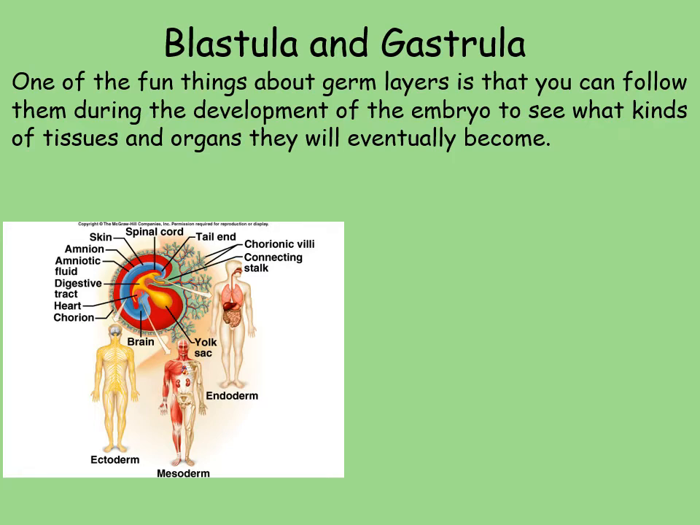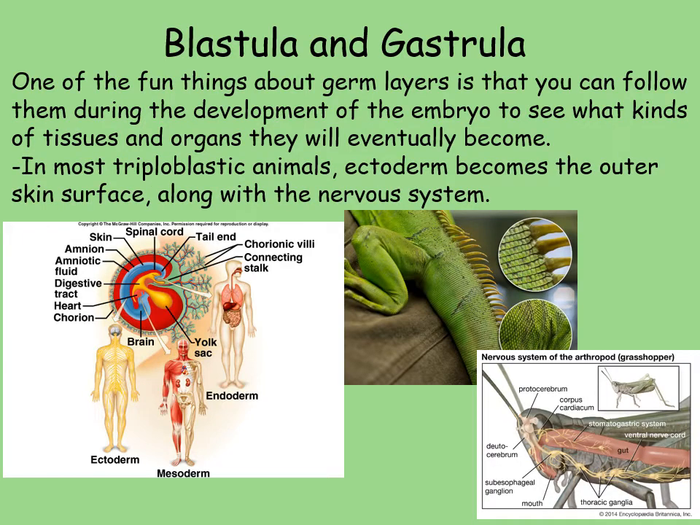So one of the fun things to do about these germ layers is you can follow these layers during development and you can figure out what types of tissues and organs will develop from each of these three germ layers. So in most triploblastic animals, you have the ectoderm, which was the outside layer of the embryo. That becomes the outer skin surface, which kind of makes sense, along with the nervous system. So your nerves, your brain, your spinal cord also develops from the ectoderm.